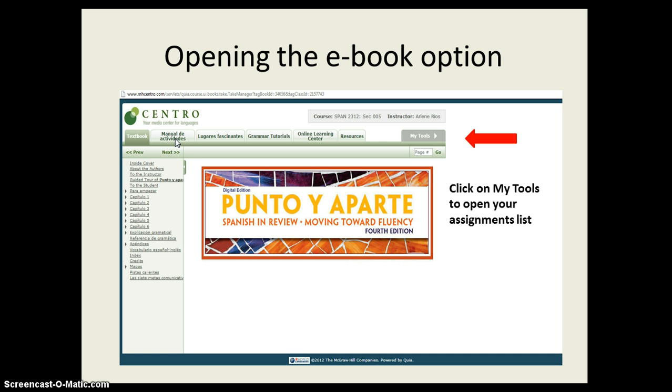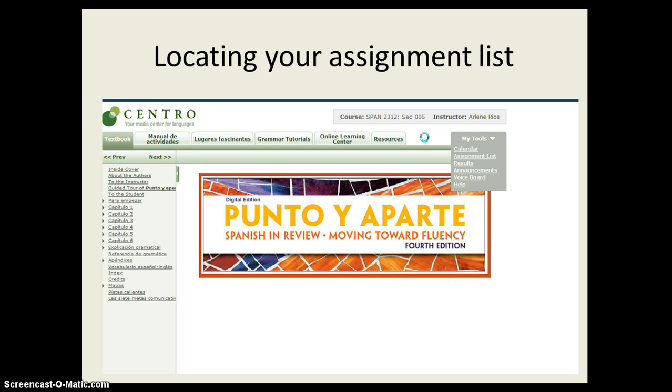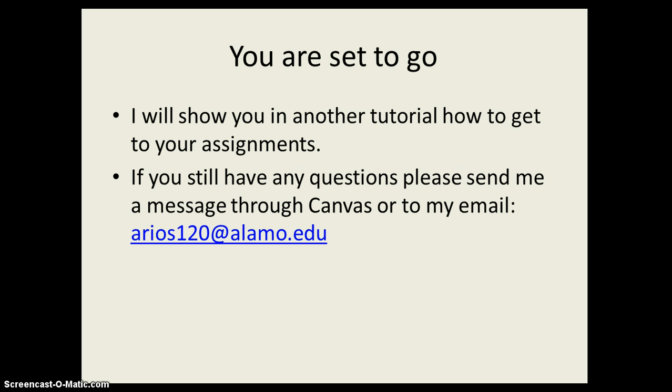And how do you get into your assignment list? How do I know what I should do and what I shouldn't do? Then you have to click on My Tools. Once this little menu opens here, you're going to click on Assignment List, and you will see the list of the assignments that you need to do for this course. All right, so you are set to go.